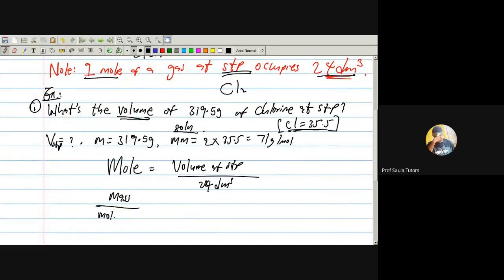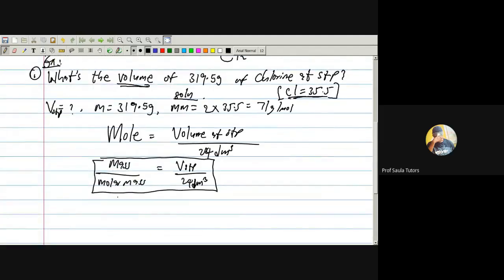So I want to give you something like an almighty formula. You have something like this: mass over molar mass equals volume at STP divided by 24 dm cubed. This formula is sufficient for you to calculate mole of gases, most especially when you are given mass like this. So let's go. What's the mass? 319.5. Molar mass is 71. We've calculated it. Volume at STP we don't know.